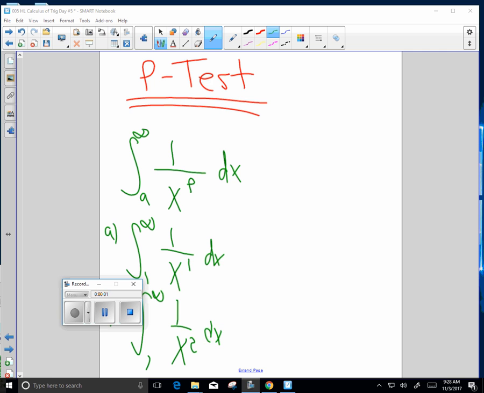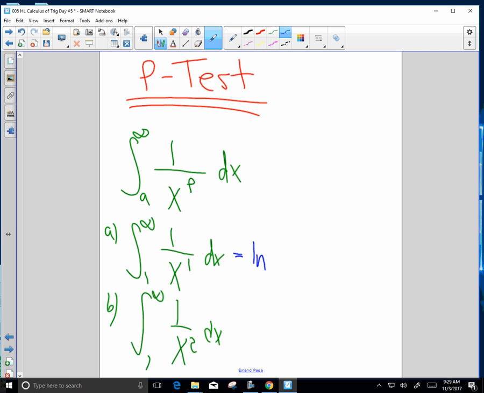The p-test is an instant way that you can determine a converging function. And one of the students asked, how do I know what to compare to? This is very helpful. P is just a power of x in the denominator. So let's say we did 1 over x. What's the antiderivative of dx over x?